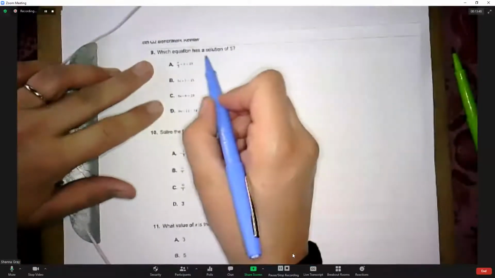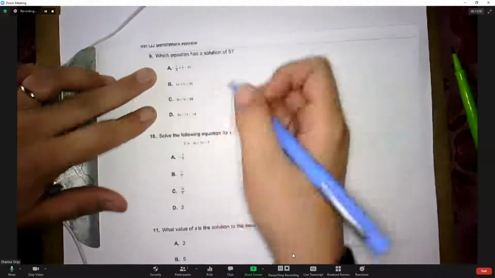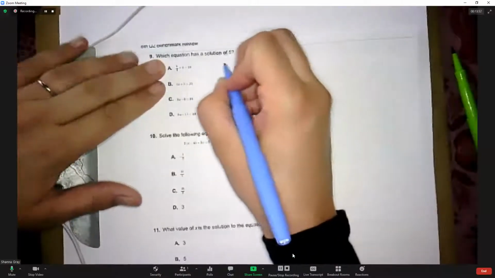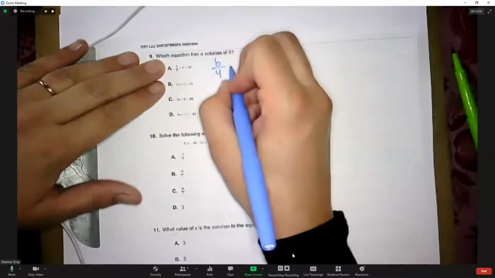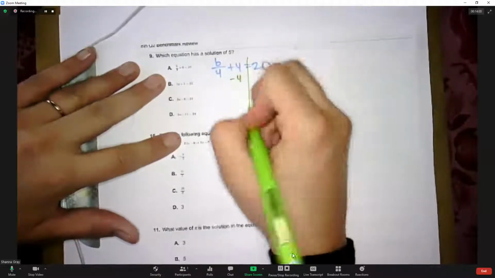All right, which equation has a solution of 5? It gives you different equations to solve. Unfortunately, they're so small, it's hard to see, but we could go through and solve them. I'm going to subtract the number that's farther away first.